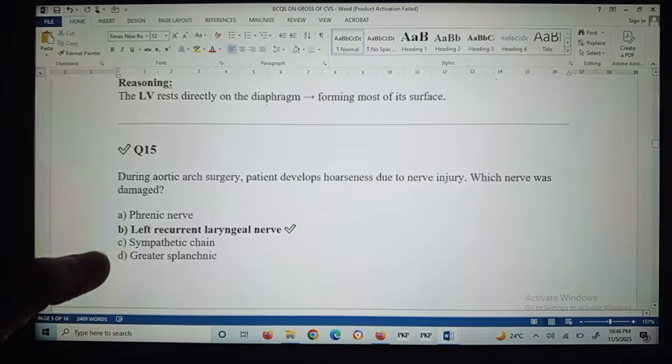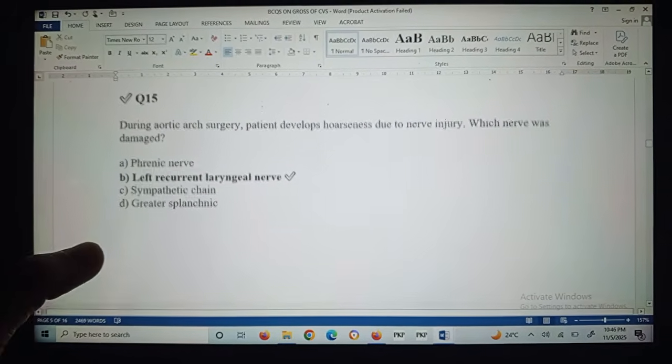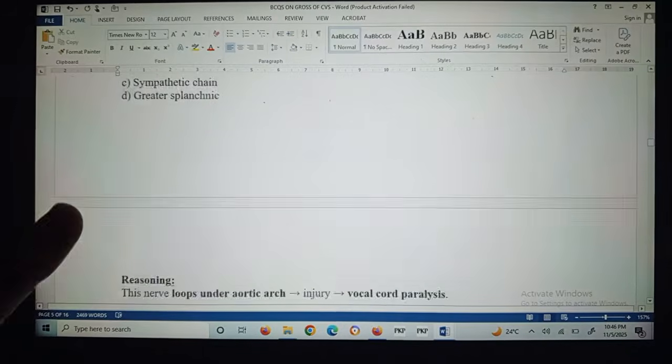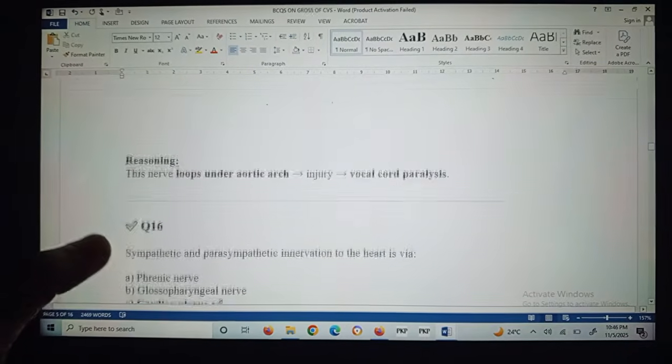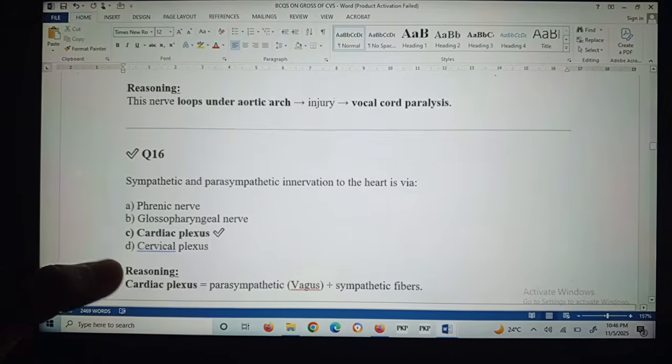Question number 15: during aortic heart surgery, the patient develops hoarseness due to nerve injury. Which nerve was most likely damaged? The left recurrent laryngeal nerve. This nerve loops under the aortic arch; injury causes vocal cord paralysis. This is a commonly asked viva question also.